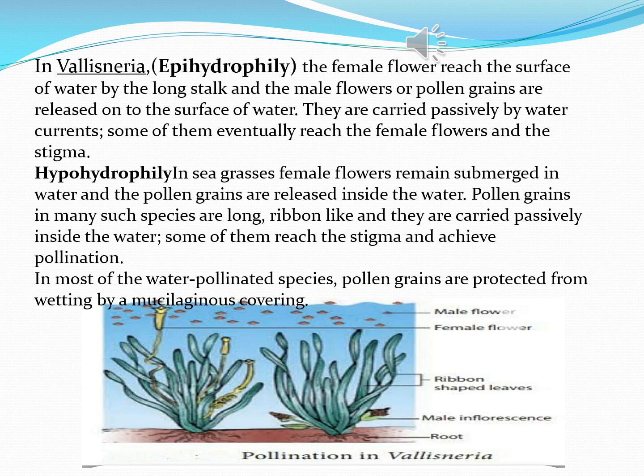In most water-pollinated species, the pollen grains are protected from wetting by providing a mucilaginous covering. The pollen grains are covered by mucilaginous substances to avoid wetting. So this is all about epihydrophily and hypohydrophily.